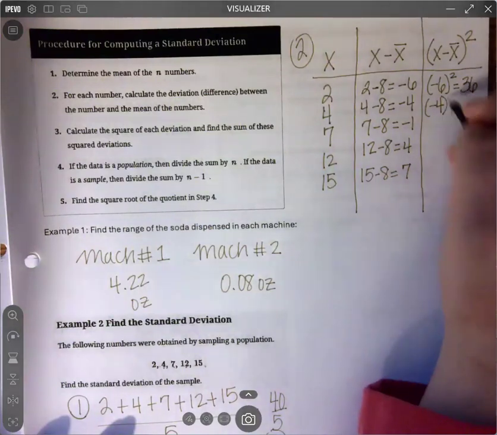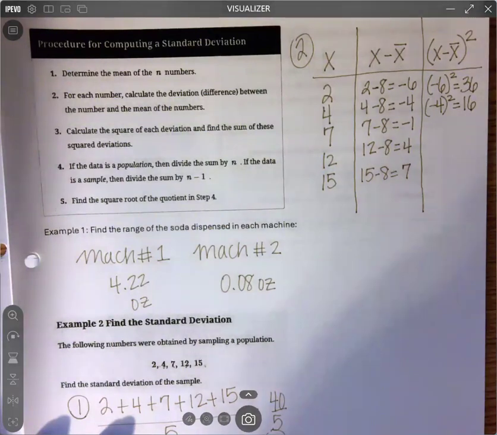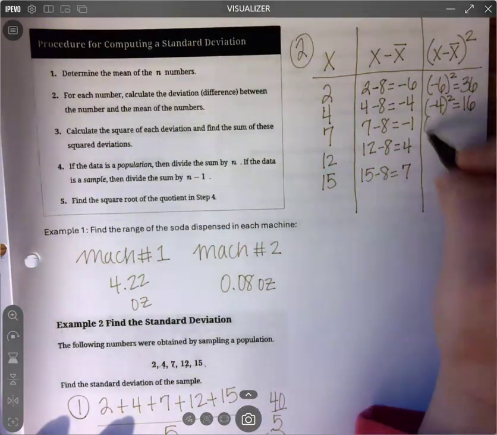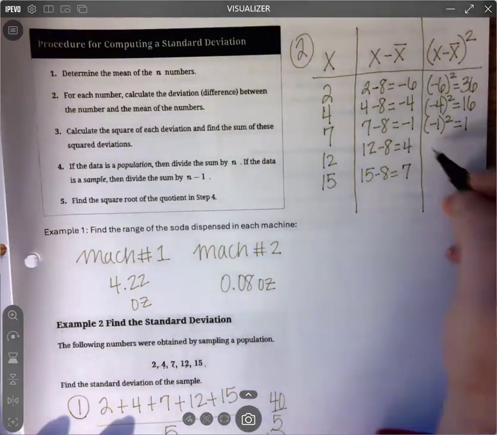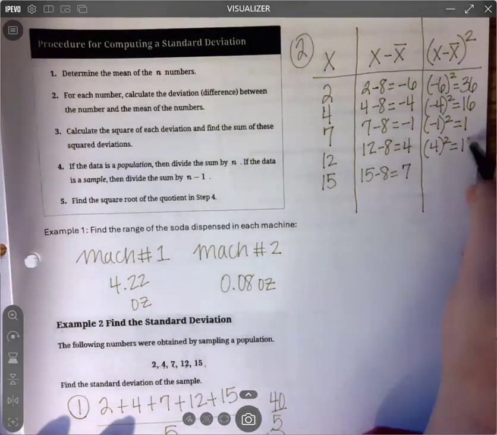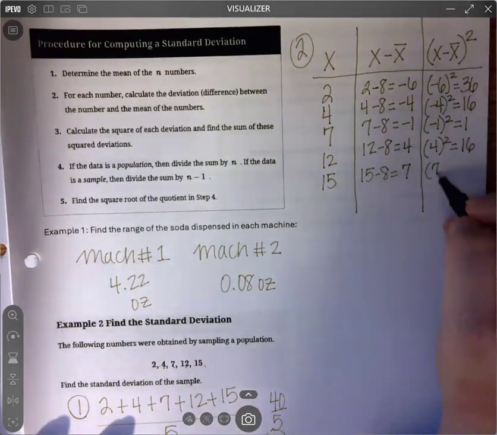Negative 4 squared is 16. And remember, when we square a number, we're taking it times itself. Negative 1 squared is 1. 4 squared, also 16. And 7 squared is 49.